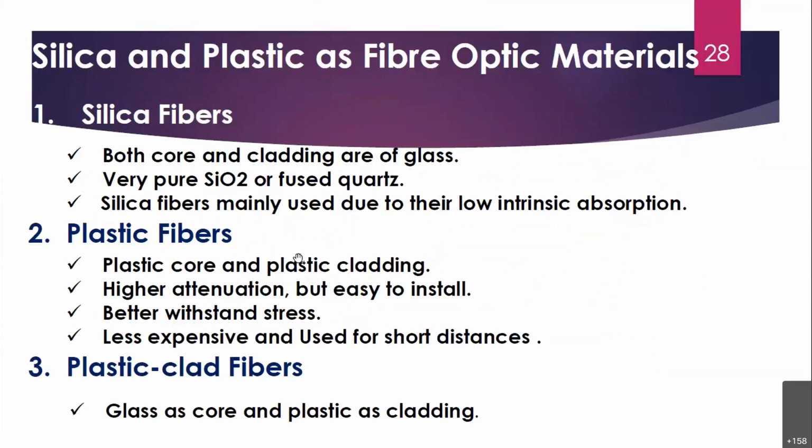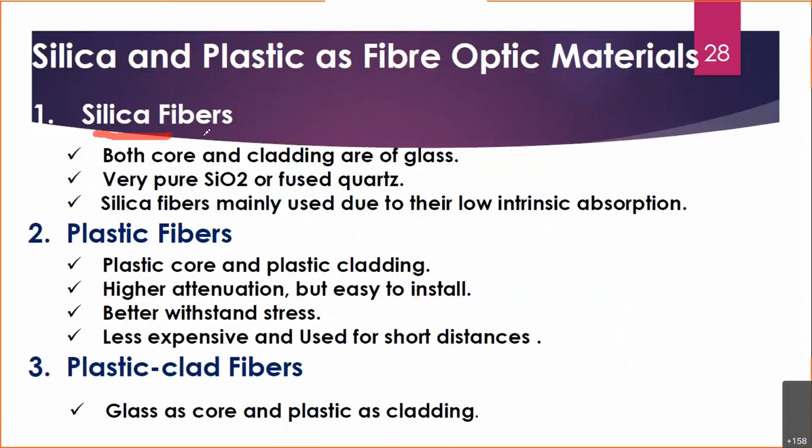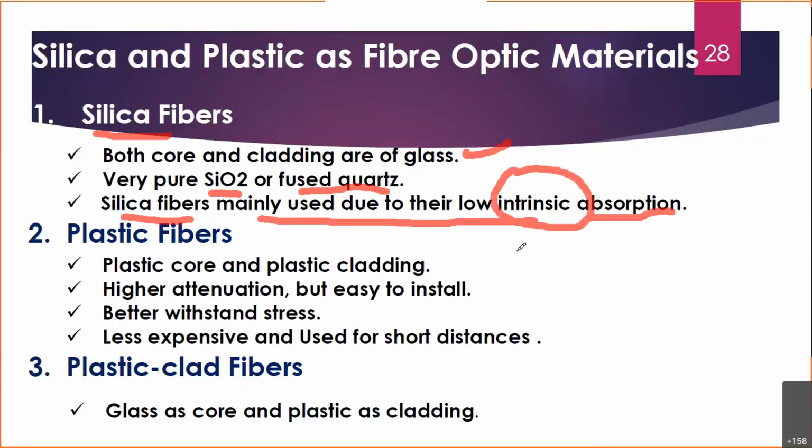Let's come to this. Yeah, perfect. So this is the second. Again, I have made some comparison between these 2 to 3, so you look it out. Silica fibers, that means basically glass fibers I am talking about. You see both core and cladding are of glass, as I said. Very pure SiO2, or fused quartz also people are saying. So it's very pure compared to any other, and that is why it will not absorb the amount of light. And you see again, the purpose, as I was discussing, it is mainly used due to their low intrinsic absorption, meaning the feature of absorbing by itself is very less.